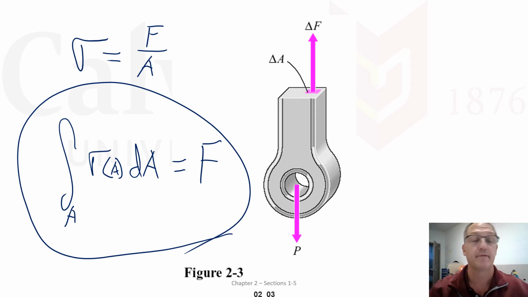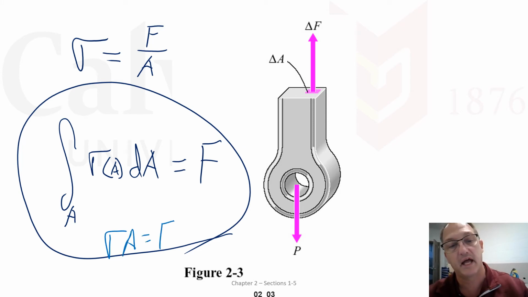Now, if the stress is constant, then this just becomes rearranged, and it would just be sigma A is equal to F, and then we get the equation that we had previously. But if we have a distribution, well, we have to worry about that. There are going to be a lot of times in this class, unfortunately, that we're going to have distributions, and the calculus is going to show up. Sorry about that.